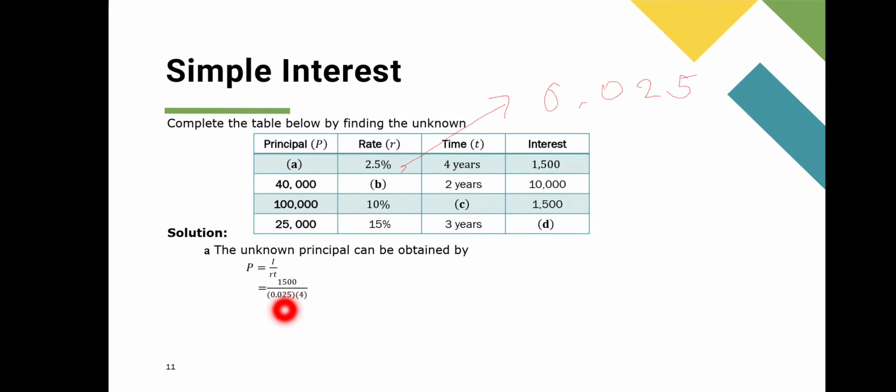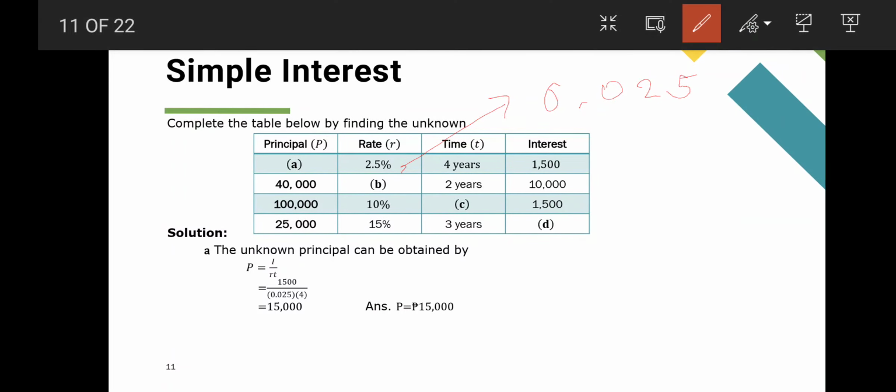So first we multiply 0.025 by 4 before we divide 1,500 by their product. So the answer is 15,000. Therefore, principal amount for letter A is 15,000 pesos. Next, let's proceed to letter B.